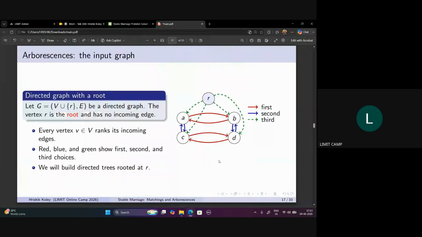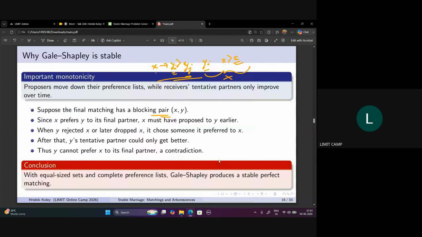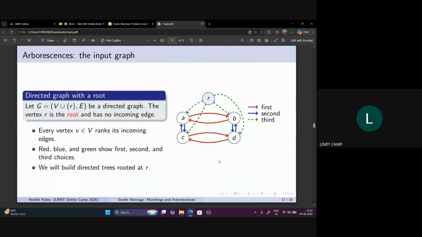So here comes a concept called an arborescence. Arborescence takes a deviation from Gale-Shapley. It's also more relevant in cases of a democracy rather than a marriage, but I'll come to that. In the setting of an arborescence, you have a directed graph and a vertex R, which is a root, that is, it has no incoming edges.